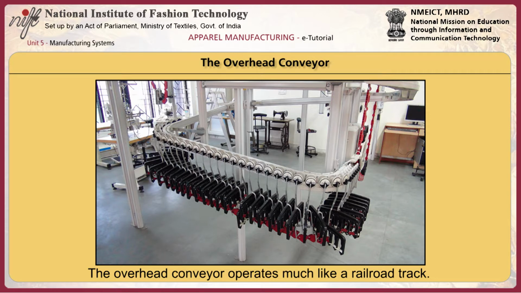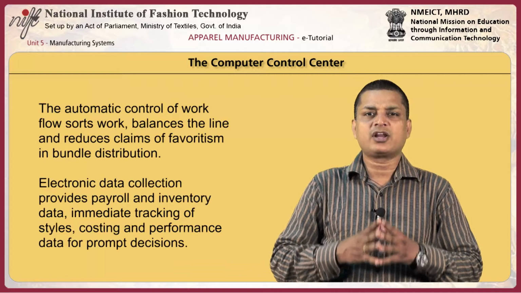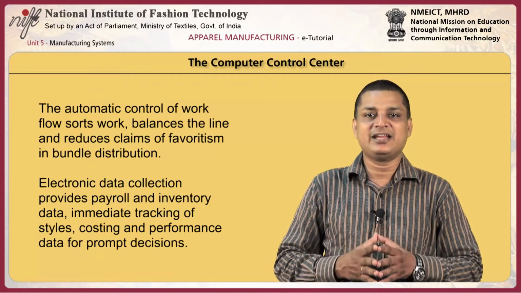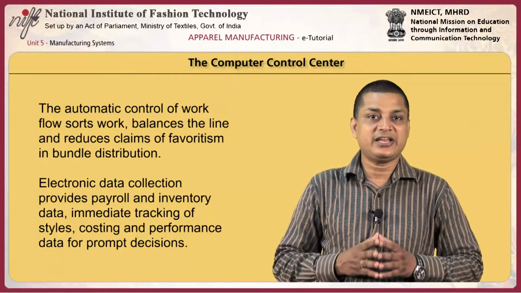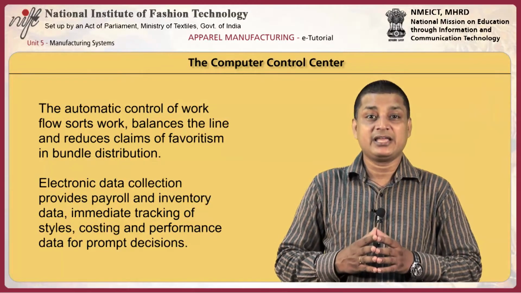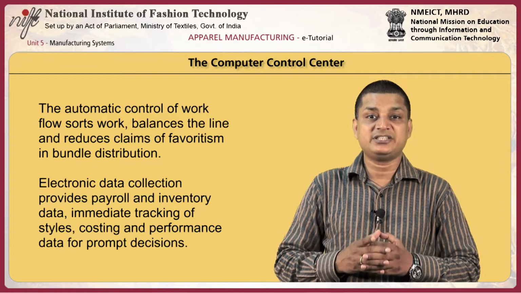At the completion of an operation, the operator presses a button and the carrier moves on to the next operation. Most unit production systems are linked to a computer control center that routes and tracks production and provides up to the minute data for management decisions. The automatic control of workflow sorts work, balances the line and reduces claims of favoritism in bundle distribution. Electronic data collection provides payroll and inventory data, immediately tracking the styles, costing and performance data for prompt decisions.